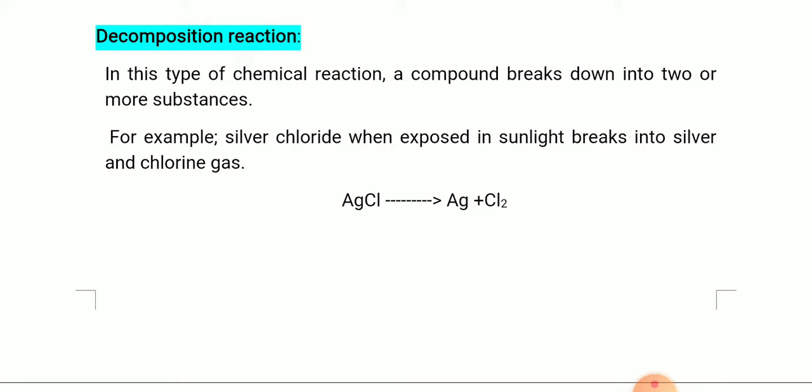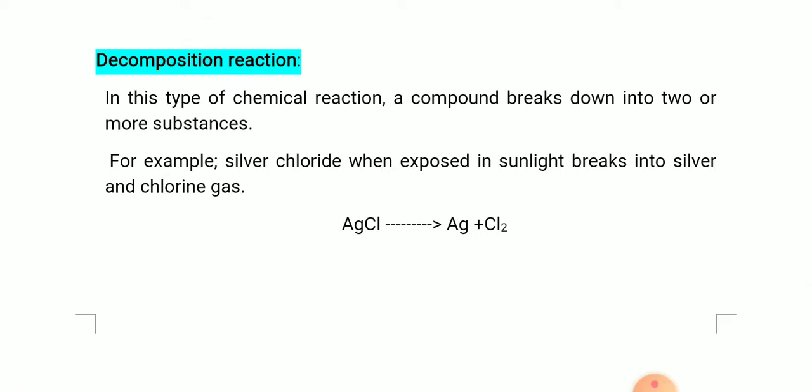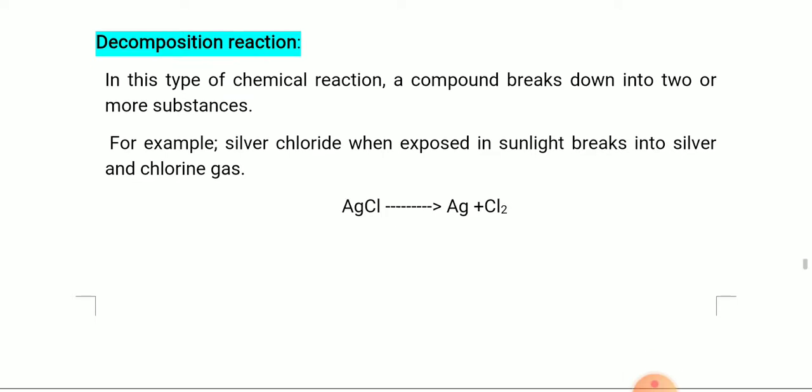Here also the reaction is not balanced, so I suggest you put 2 in front of AgCl to balance the reaction. Write 2 in front of AgCl gives 2 in front of Ag plus Cl2. Then the reaction will be balanced: 2AgCl gives 2Ag plus Cl2. Here a single substance breaks down to form two products, silver, Ag, and chlorine gas, Cl2.